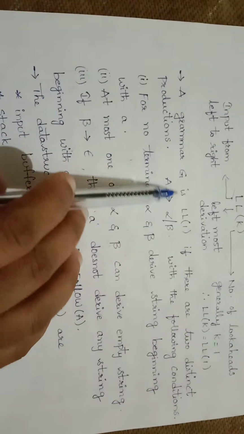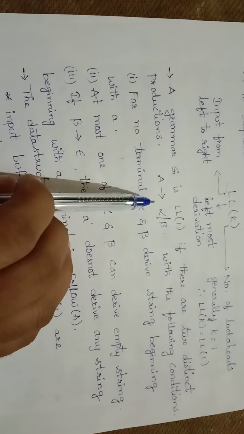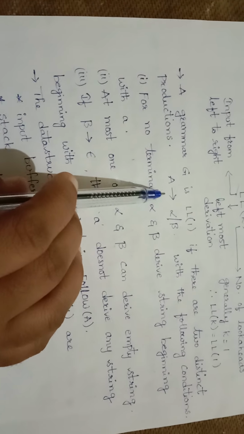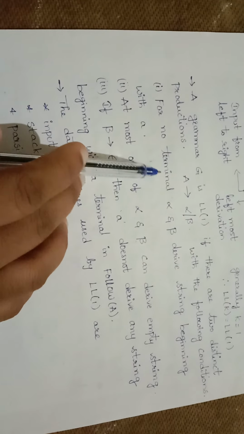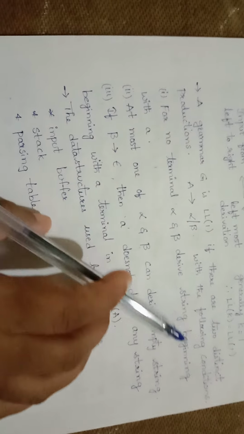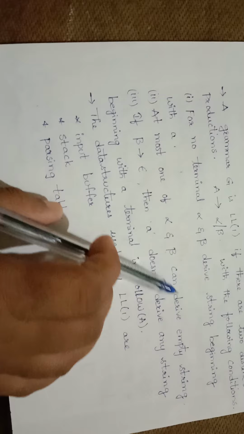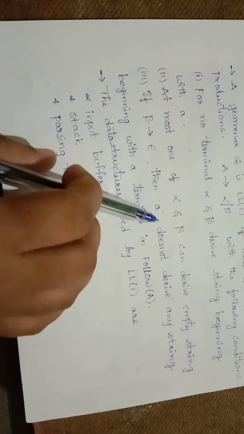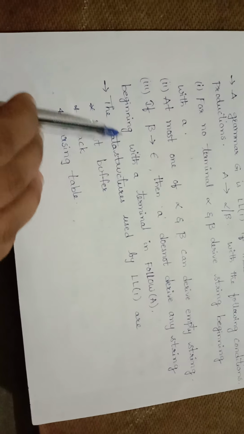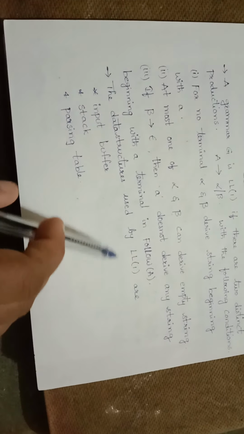A grammar G is LL1 if there are two distinct productions, for example, consider the grammar as A tends to alpha | beta, with the following conditions. For no non-terminal do alpha and beta derive strings beginning with a. At most, one of alpha and beta can derive the empty string. If beta tends to epsilon, then alpha does not derive any string beginning with a terminal in follow of A. The data structures used by LL1 are input buffer, stack and parsing table.